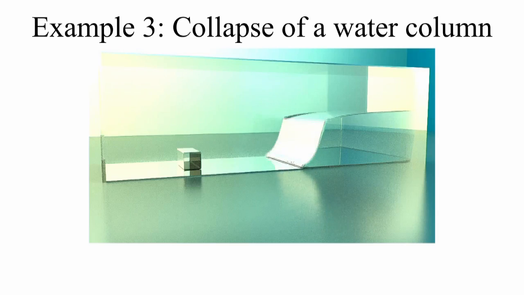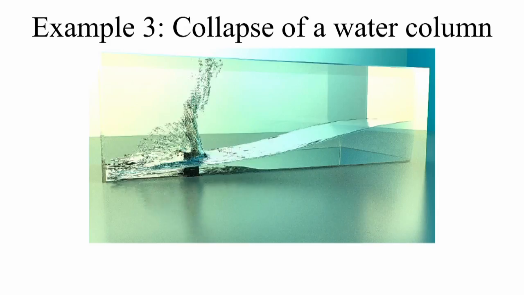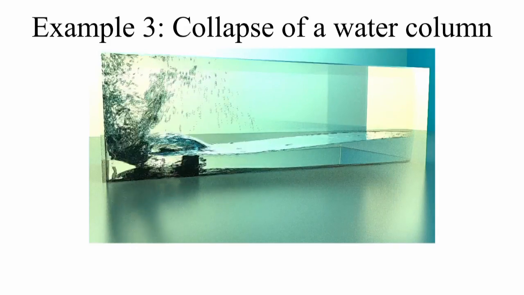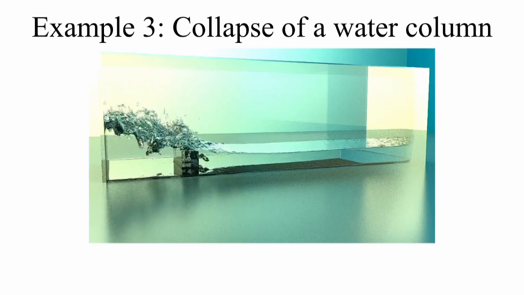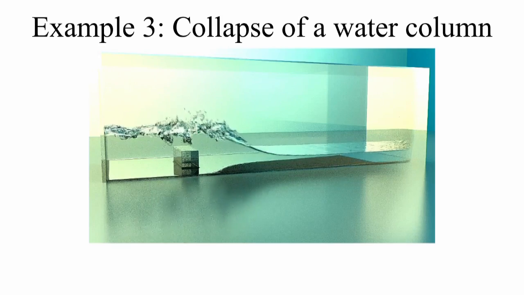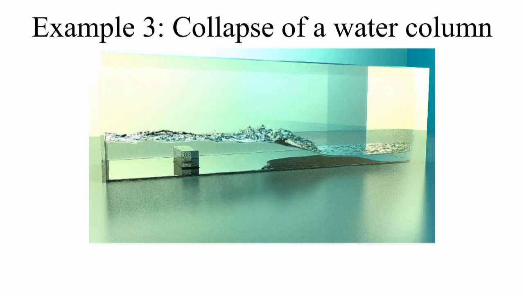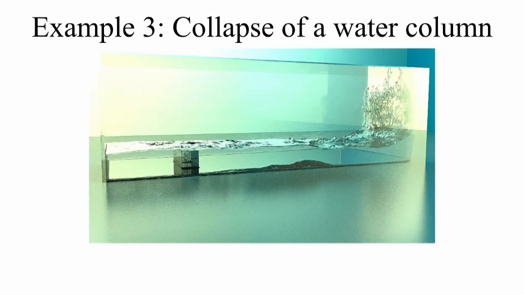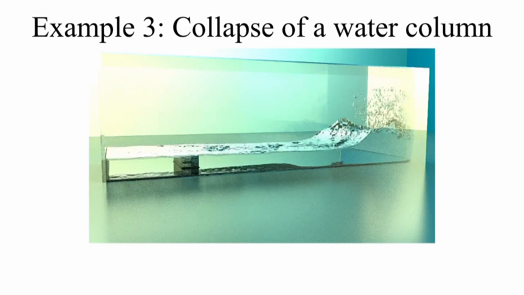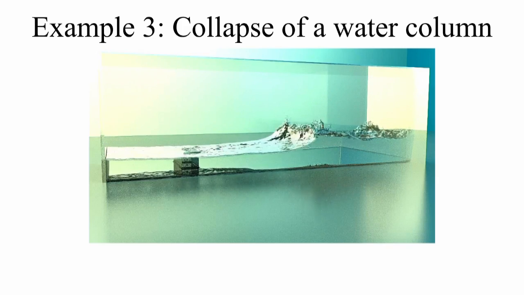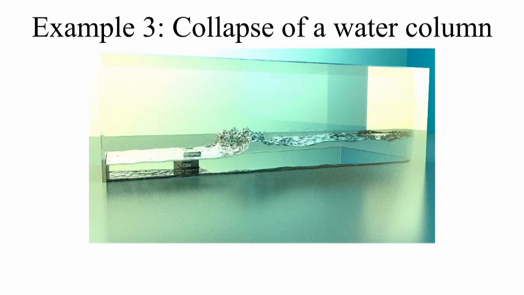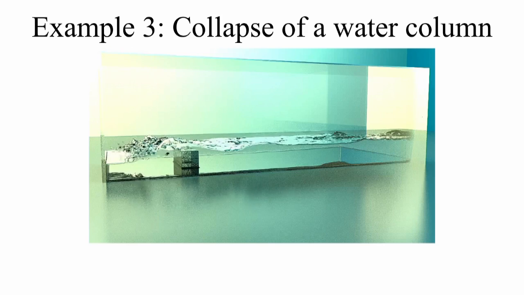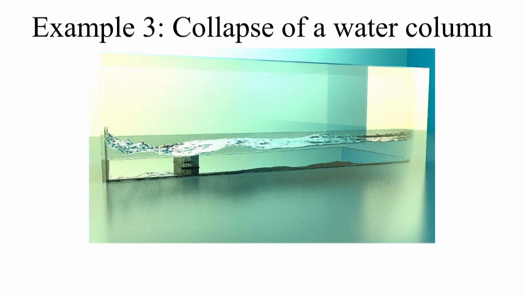At the beginning of the simulation, we remove the membrane and the water column collapses and it splashes against an obstacle which is placed on the bottom of the container. Doing so, it creates a complicated flow pattern, and in particular, it creates many small droplets which splash away. Simulating such a system is highly complex.